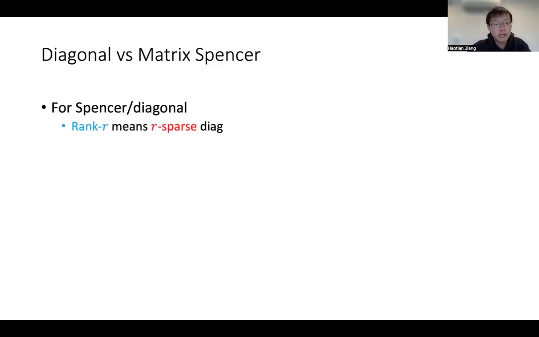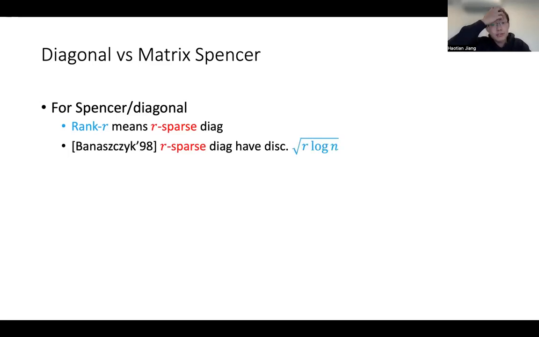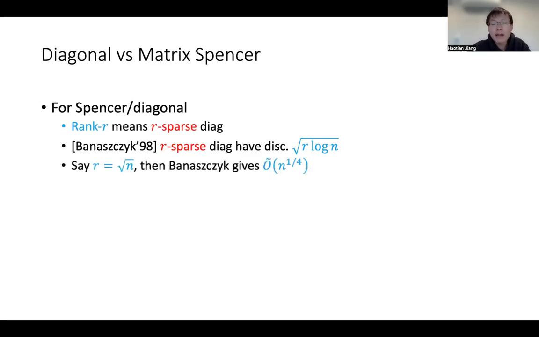This is a valid concern because for the Spencer setting or the diagonal case, if the matrix is rank r, that means the diagonal entries are sparse. But Beck and Fiala, over 20 years ago, already showed that if you have r-sparse diagonal matrices, then the discrepancy is at most square root of r log n. Okay? So imagine taking r to be root n, then this result already gives roughly n to the 1/4 discrepancy for rank r diagonal matrices. Okay? So this is much smaller than what the conjecture asserts.